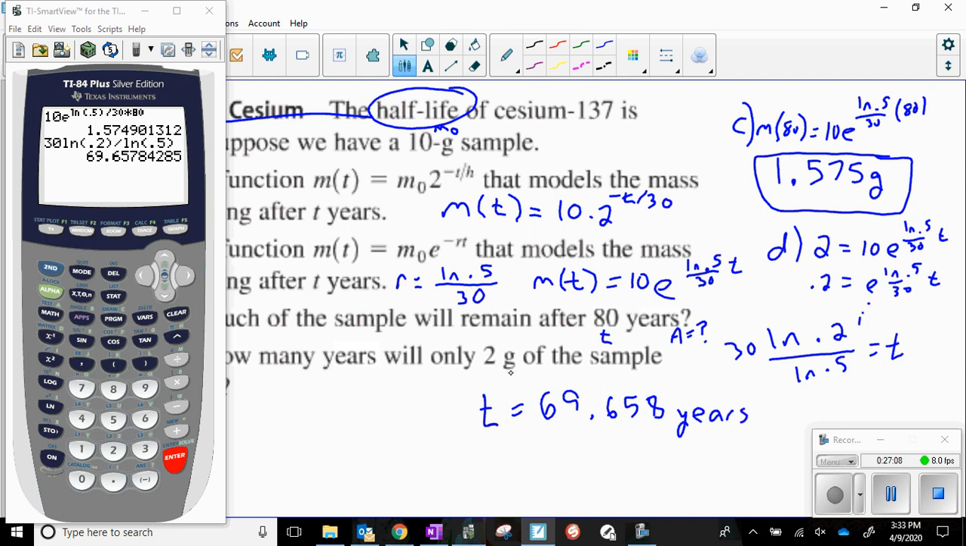If there's 2 grams left, that means that happens in less time than when there was 1.57, and it took 80 years to get there. So it should be smaller than 80 years. And we already talked about if you cut it in half twice, you go down to 2.5 grams, which would be at 60 years. So this seems reasonable.